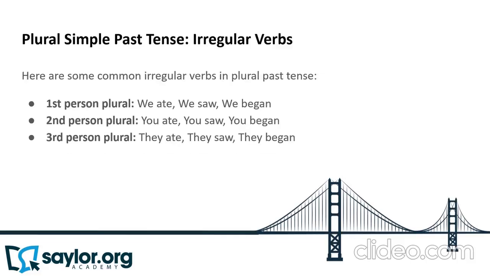Plural simple past tense, irregular verbs. Here are some common irregular verbs in plural past tense. First person plural: We ate. We saw. We began. Second person plural: You ate. You saw. You began. Third person plural: They ate. They saw. They began.